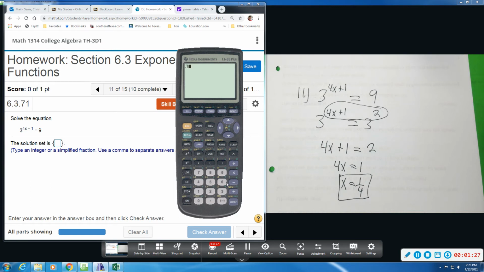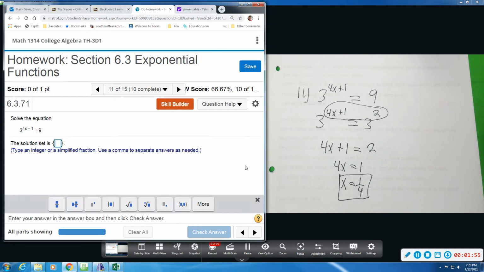We're going to say 3 raised, open parentheses, we're going to say 4 times 1 divided by 4, because that's what we got for x, and then plus 1. And then I'm going to close that up there. So all I did was replace the x with 1/4. When you solve that, you get 9 on the other side, so you know that you've done it right. So our solution was x equals 1/4.